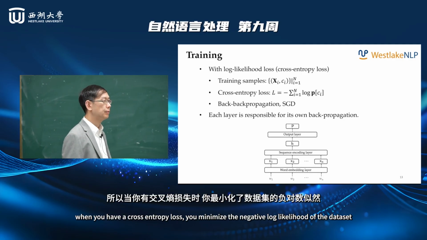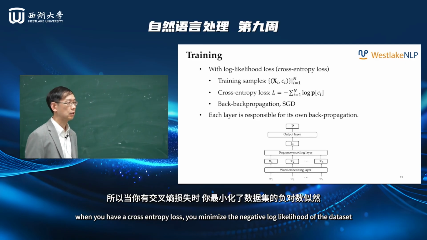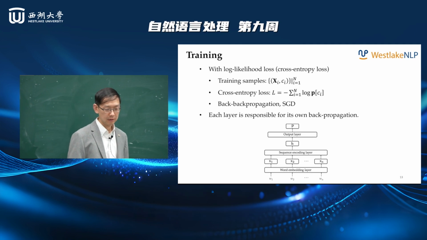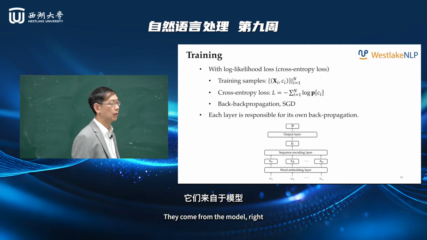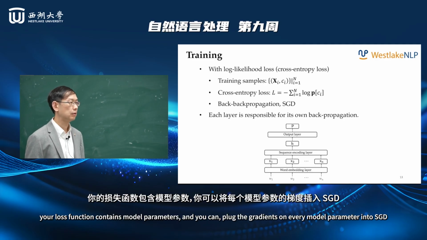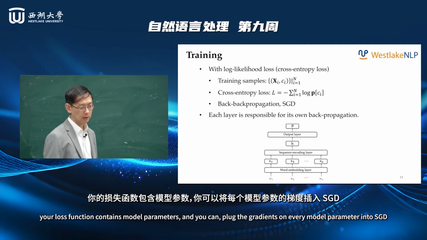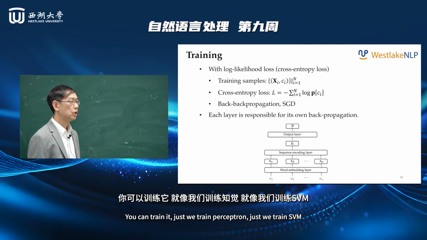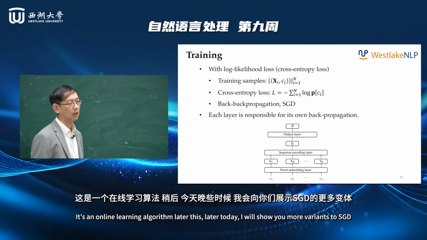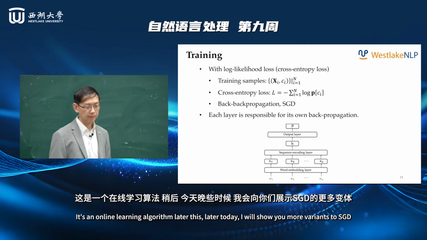So when you have a cross-entropy loss, basically you minimize the negative log likelihood of the data set, okay? Where do these probabilities come from? They come from the model, right? So your loss function contains model parameters, and you can plug the gradients on every model parameter into SGD. You can train it, okay? Just like we trained perceptron, just like we trained SVM, right? It's an online learning algorithm.